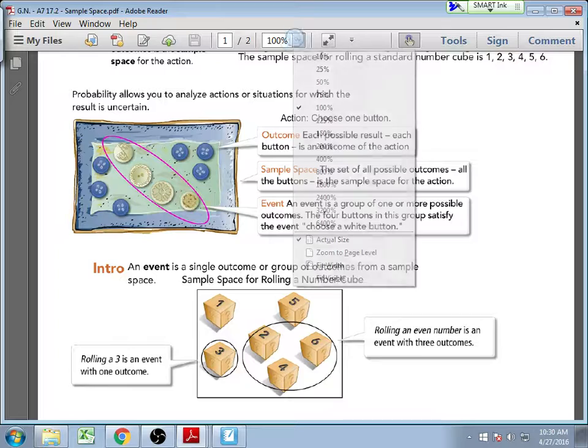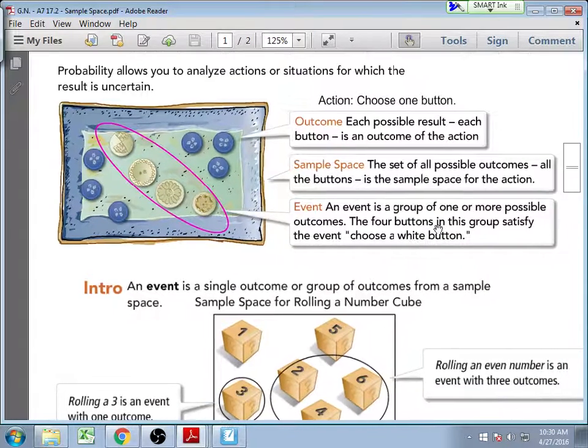Why did this go back to 100? All right, so you can't really see your buttons very well on the paper, but what is my probability of getting a white button?